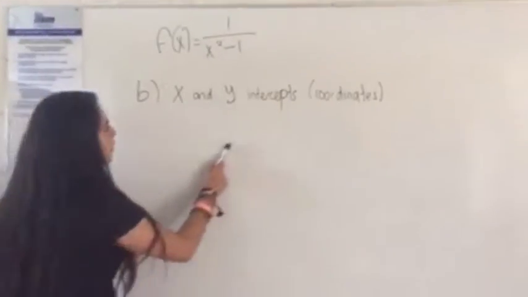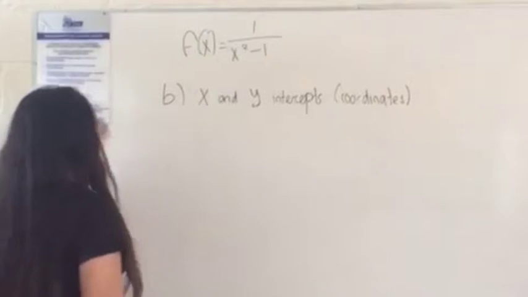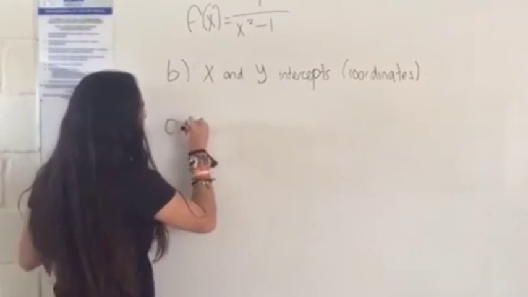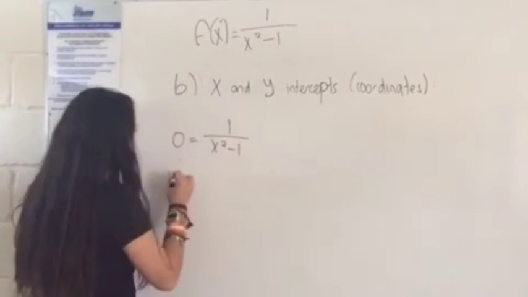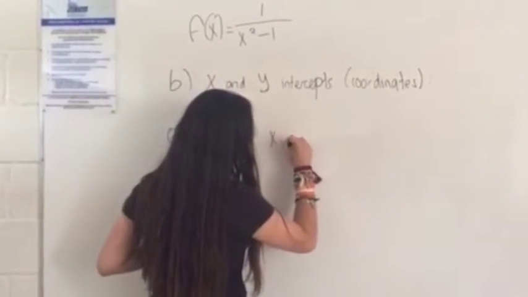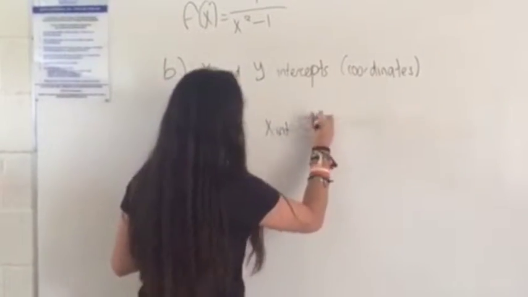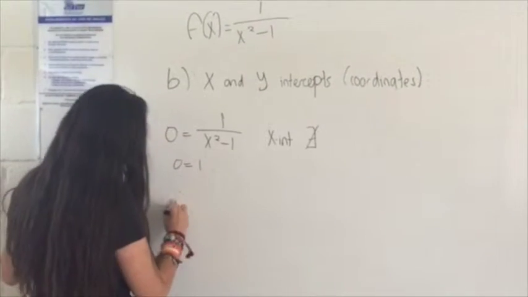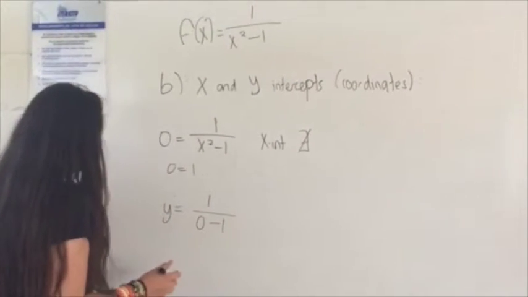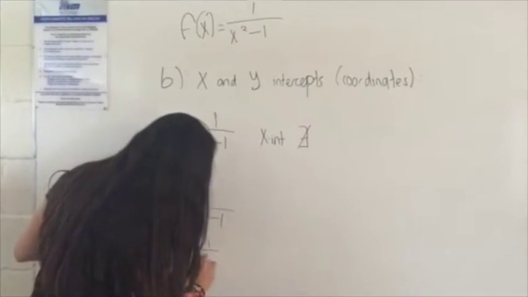Now we want to find the x and y intercepts, but we want them in x and y. So to find the x-intercept, we're just going to give y a value of 0, which would give us this, which is not true. So then there's no x-intercept. To find the y-intercept, we give x a value of 0, which would be 1 over -1, which would be -1.